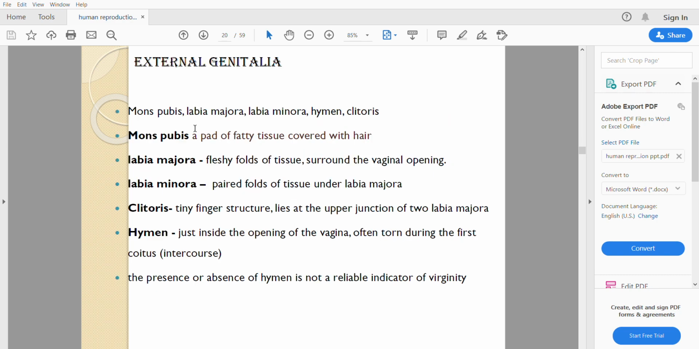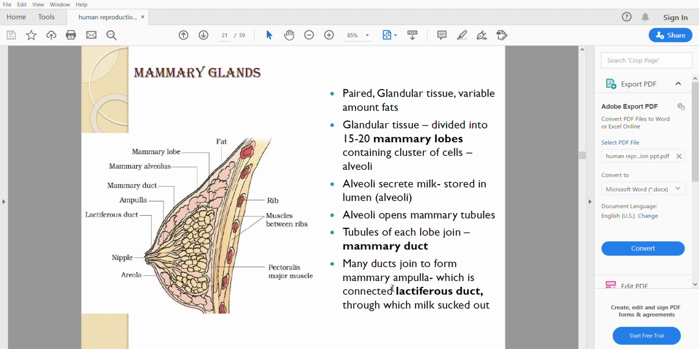Next, the external genitalia, the third part of the female reproductive system, include the mons pubis, labia majora, labia minora, hymen, and clitoris. These are the structures lying here. The hymen is an opening just inside the opening of the vagina, often torn during the first coitus. The presence or absence of the hymen is not a reliable indicator of virginity. So this is the external genitalia of the female reproductive system.